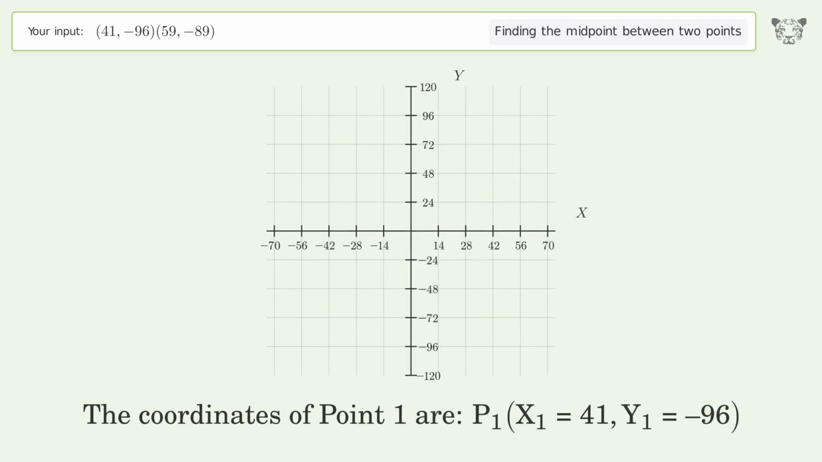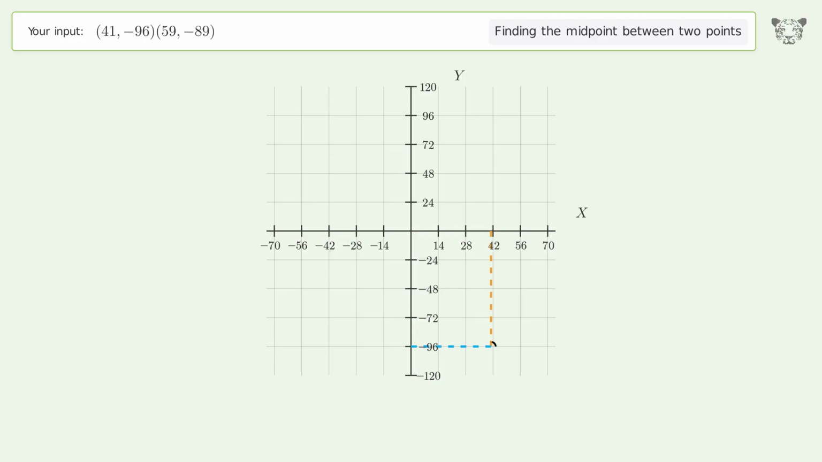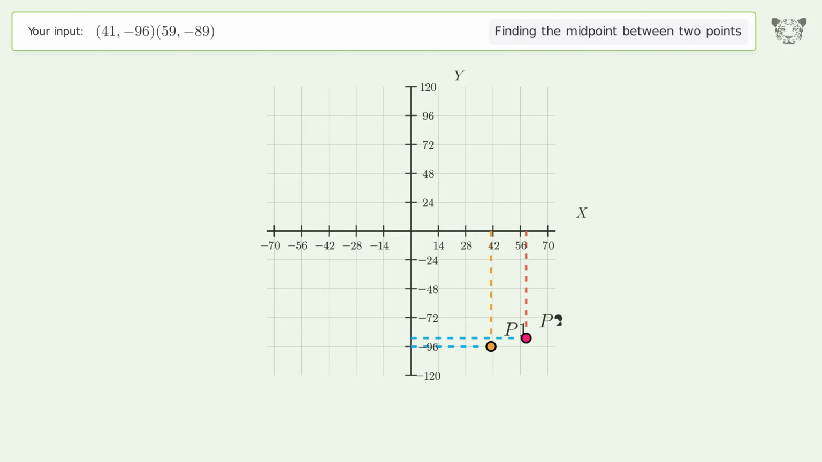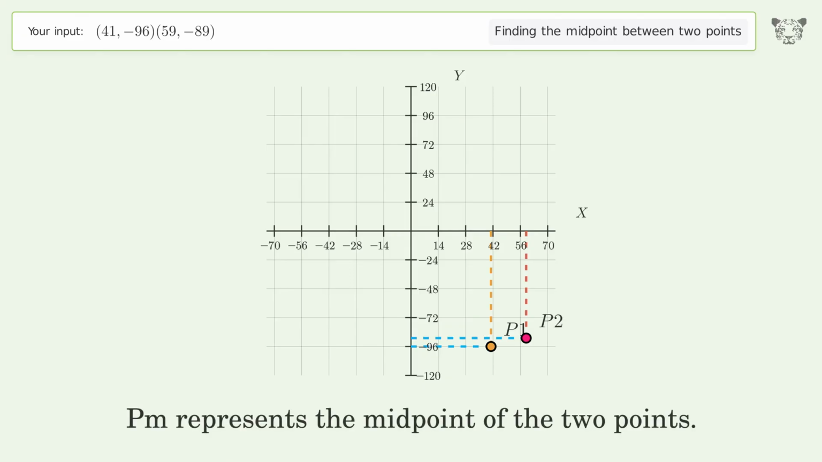The coordinates of point 1 are, x1 equals 41, y1 equals negative 96. The coordinates of point 2 are, x2 equals 59, y2 equals negative 89. PM represents the midpoint of the 2 points.